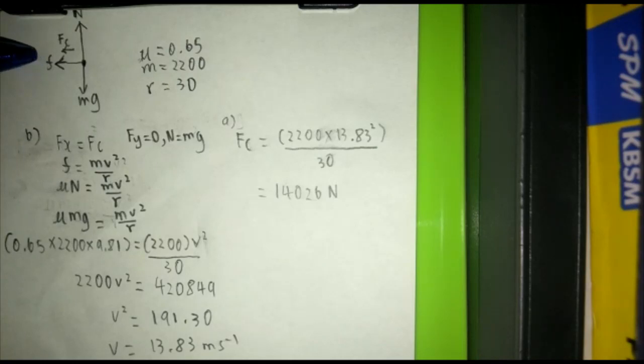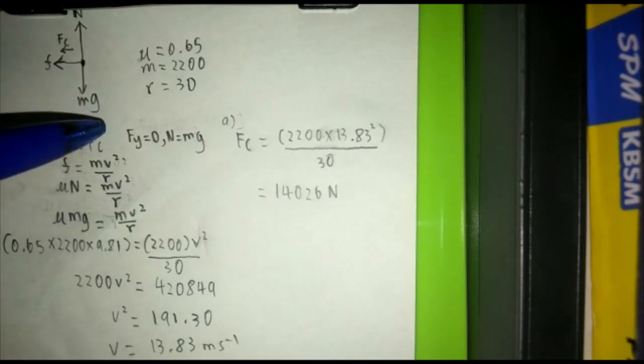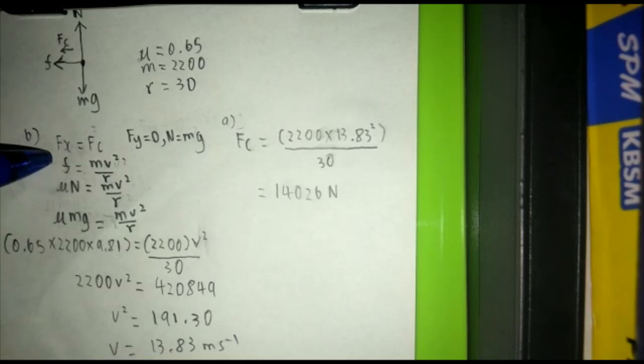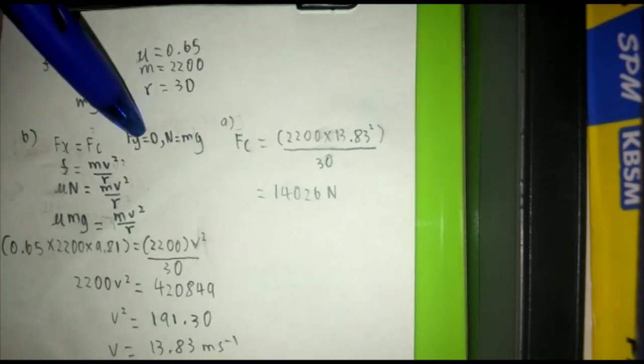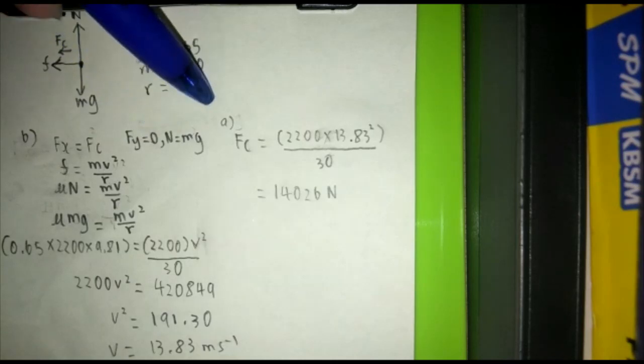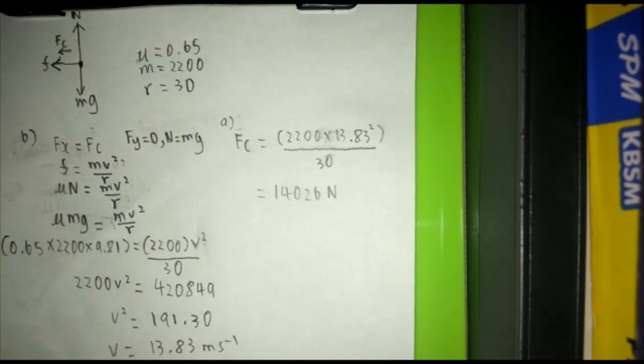Then after drawing the free body diagram, we will list the Fx and Fy, and then we will get that Fx is equal to Fc and Fy is equal to 0, which means our N is equal to mg. So the first question is determine the centripetal force.